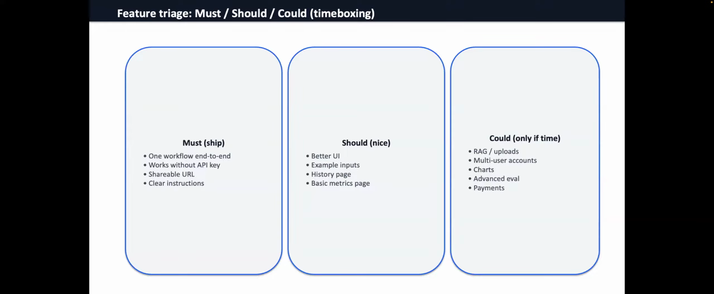This is something that you should have at the stage of the final round, okay? And of course, there are some things that you could have only if you have the time. So these are some additional features or additional functions that if you have, it will be really nice. But it is totally okay if you don't have these additional features, right? For example, the multi-user accounts, the charts, the advanced evaluations, the payments. So these are the more advanced features that you could have, but you don't have to design at this stage.